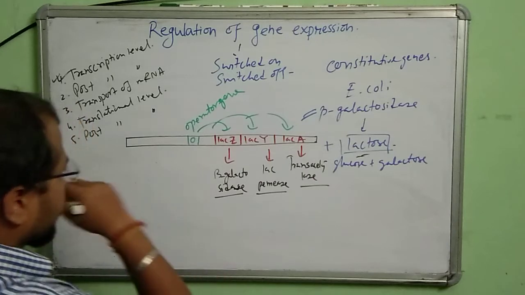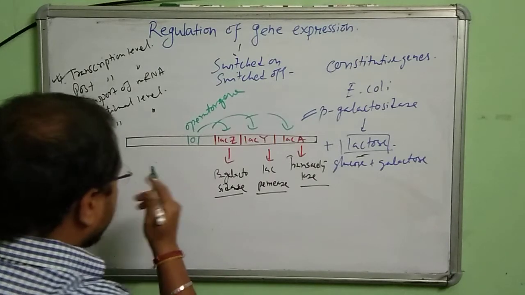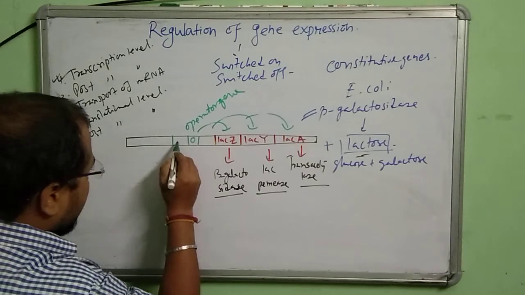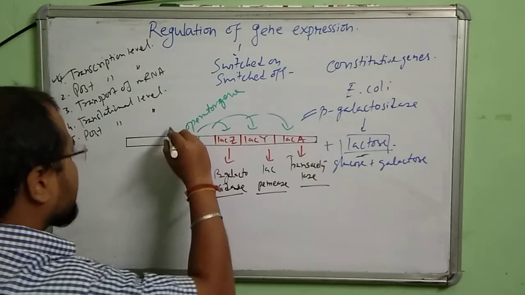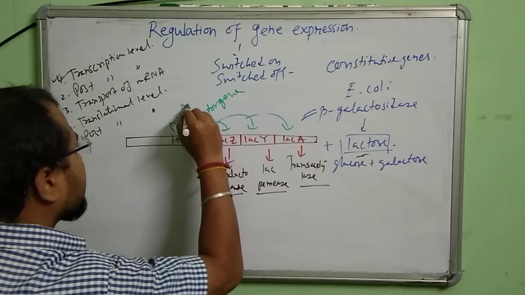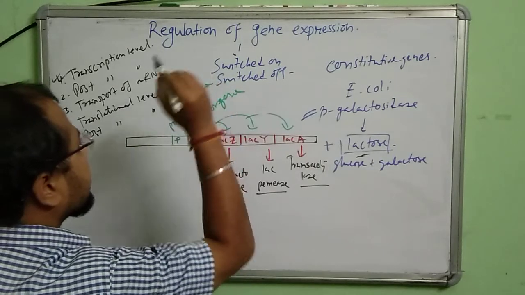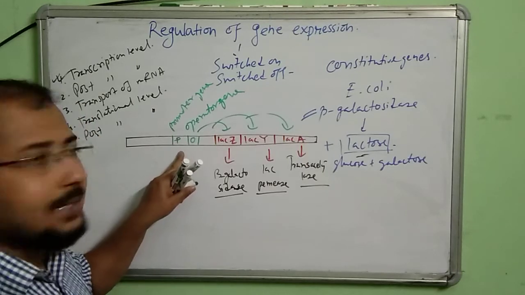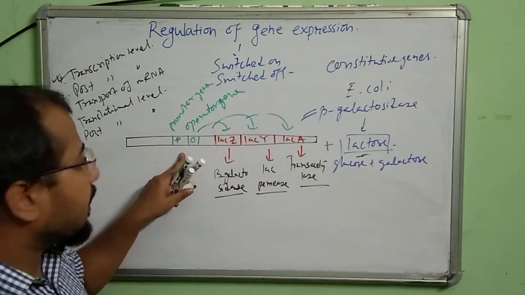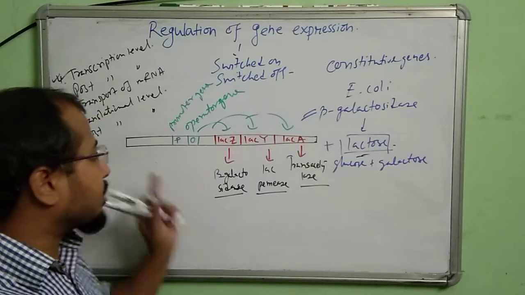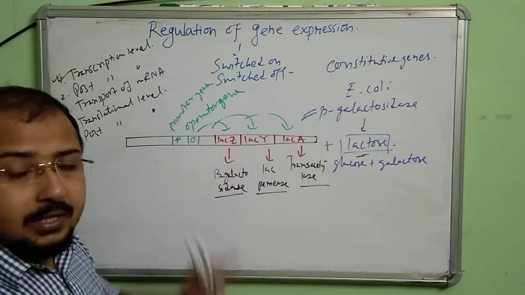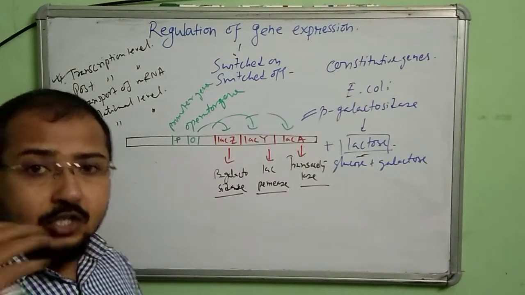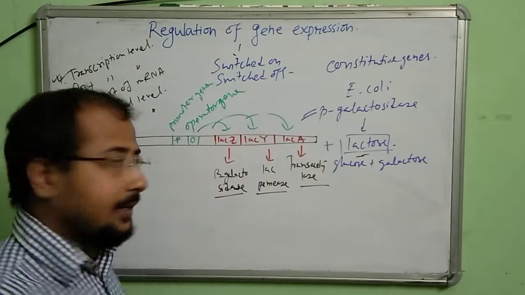Just beside the operator gene, we see another gene, the promoter gene, marked P. Promoter gene means this is where the RNA polymerase enzyme is going to bind, and the process of transcription starts from here, producing mRNA.